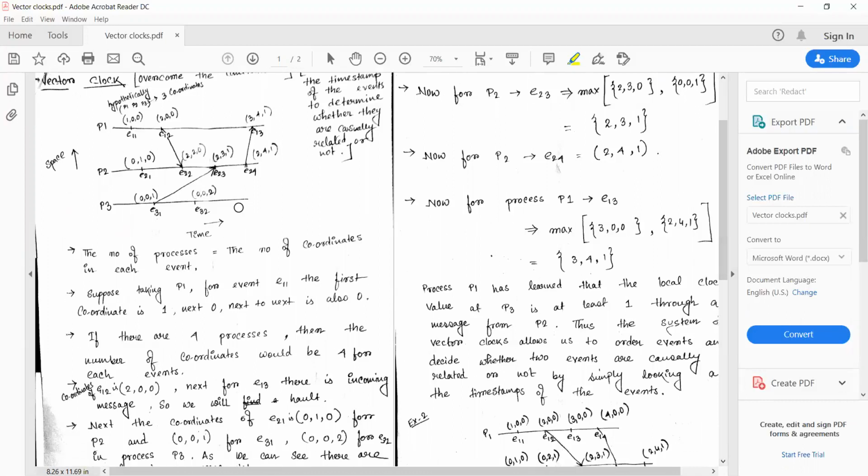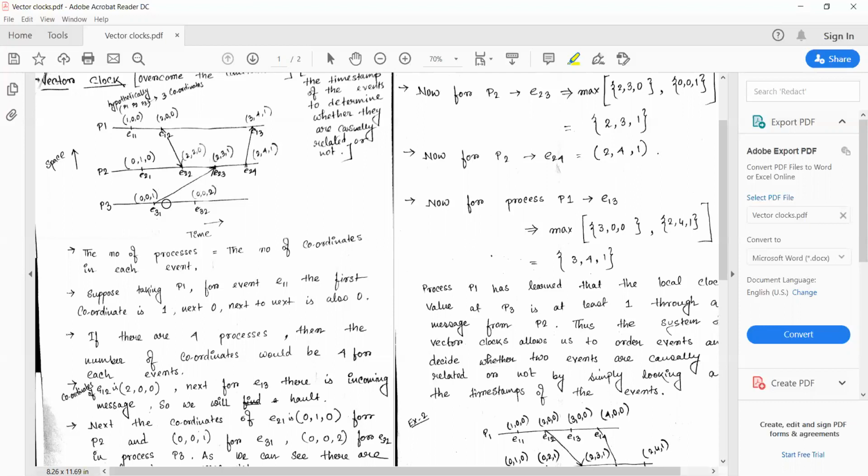Suppose I am taking this example: there are three processes, P1, P2 and P3. There are multiple events executing in each process. E11, E12 and E13 are executing in P1, and E21, E22, E23, E24 are executing in P2, and the rest are executing in P3.